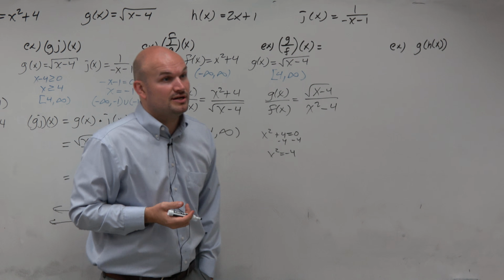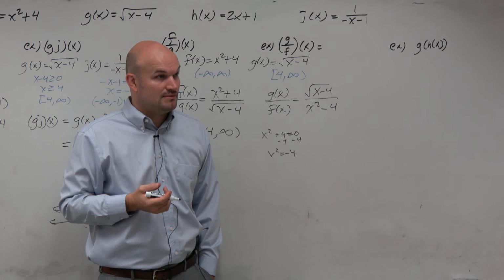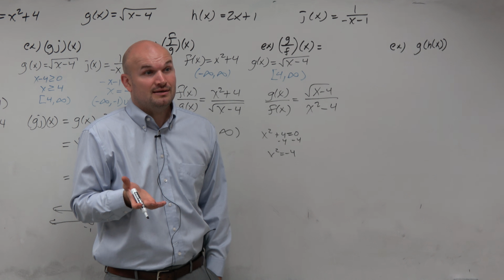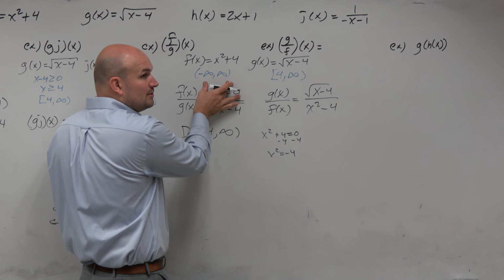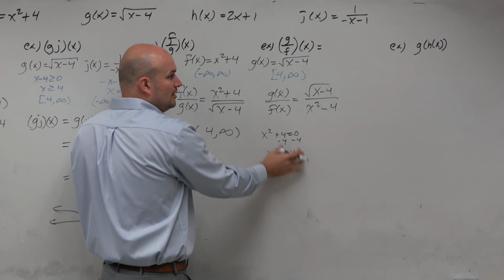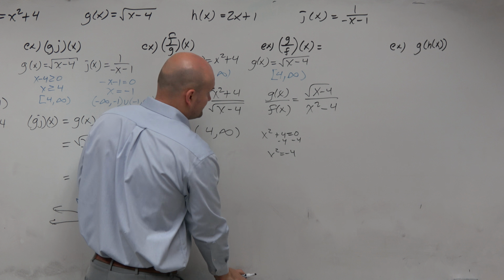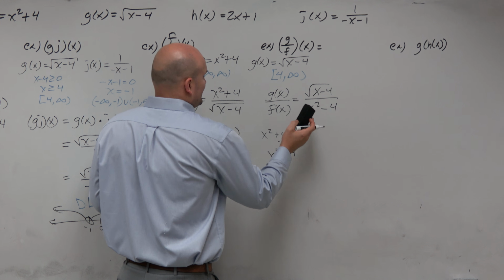Now is it possible to plug a number in for x and get it to be 0? Yeah, 2 and -2, right? So just because the domain is all real numbers, you still have to be careful with that constraint in the denominator, which I didn't do for whatever reason.